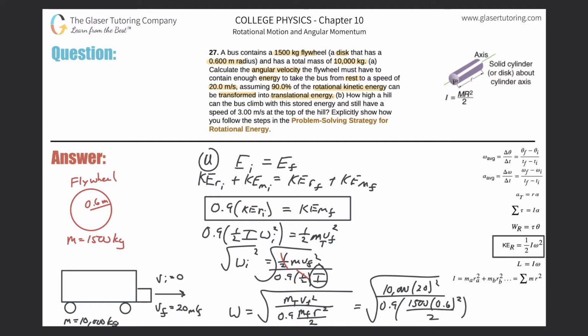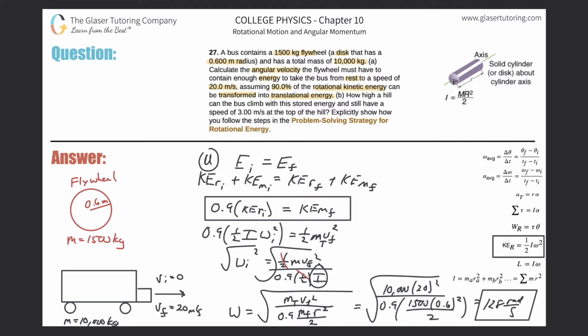All we got to do is plug this into the calculator now. So let's do that. I'm going to just do the denominator first. So 0.9 times 1,500 times 0.6 squared divided by 2. 243. Now I'm going to do the numerator. 10,000 times 20 squared, and then divide it by that denominator value, and then take the square root. So I get about 128.3. So it looks like 3 sig figs should be appropriate. So this is 128 radians per second. Why is it radians per second? Because I'm solving for angular velocity, and those are the units of angular velocity. All right, so that takes care of letter A.